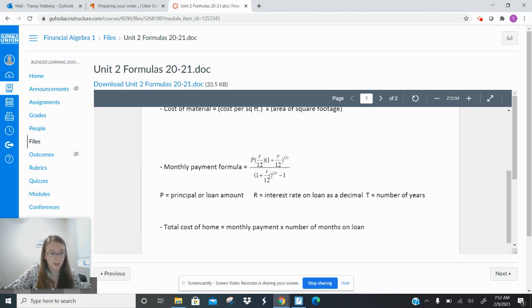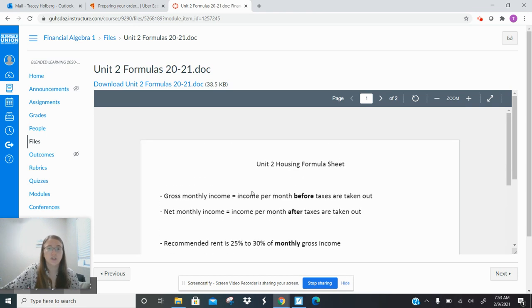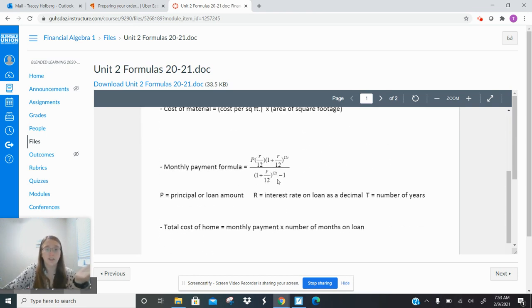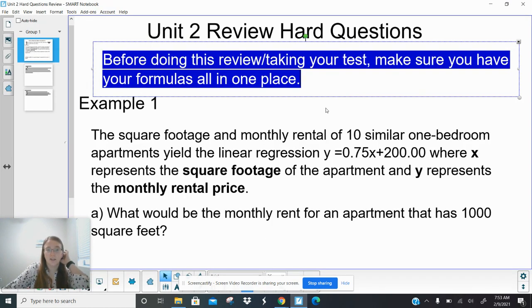There's the monthly payment formula. If you ever want to refer to it, it's there, or you can look back through your notes and just get all of the formulas that we've used all in one place. But like I said, this formula sheet is here. You can pull it up during the test. If you don't have your notes packet, you can pull it up right here. But let's go ahead and look at this.